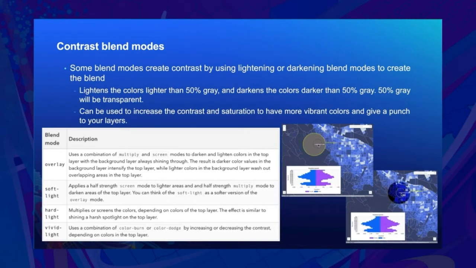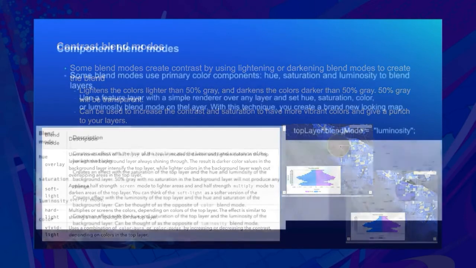Also, examples of the contrast blend modes include that maybe you can duplicate the same layer and set the overlay blend mode on the top layer to increase the contrast and tones of your layer. You can also add a polygon layer with a white fill symbol over a dark imagery layer and apply soft light blend mode to increase the brightness of the imagery layer.